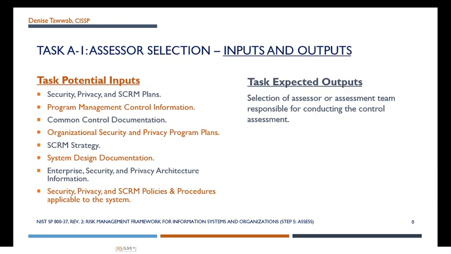All right, inputs to assessor selection. You need your security, privacy, and supply chain risk management plans, any program management control information, any common control documentation, your organization's security and privacy program plans, your supply chain risk management strategy, the system design documentation, the enterprise security and privacy architecture information, your security, privacy, and supply chain risk management policies and procedures that apply to the system. All of that needs to be the input to selecting an assessor. The expected output is going to be the selection of an assessor or an assessment team who is going to be responsible for conducting the control assessments.